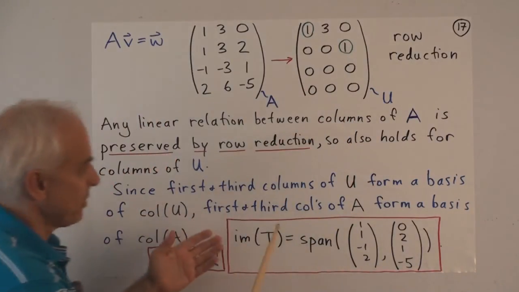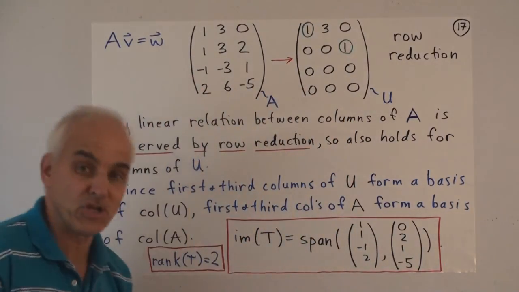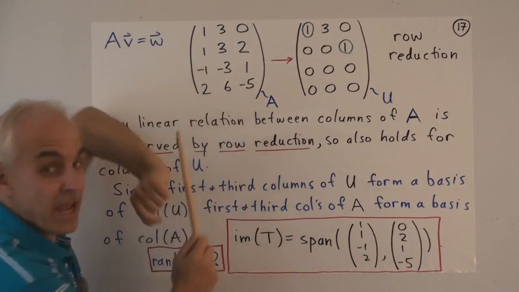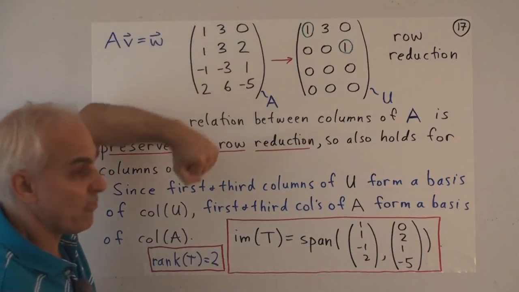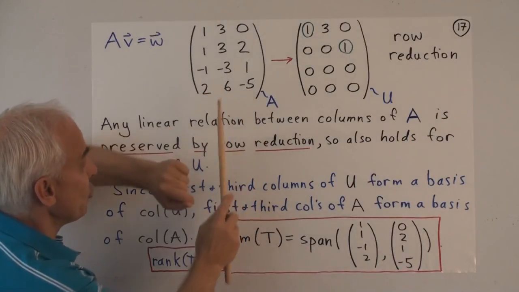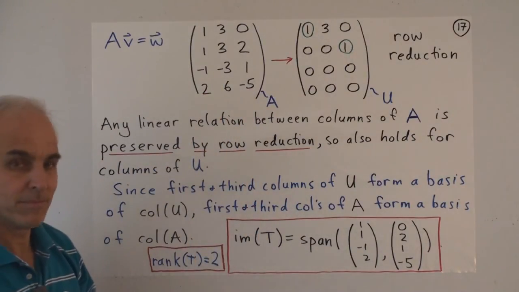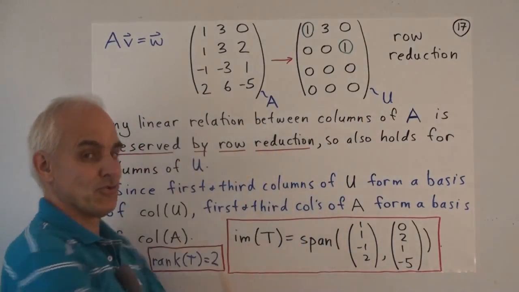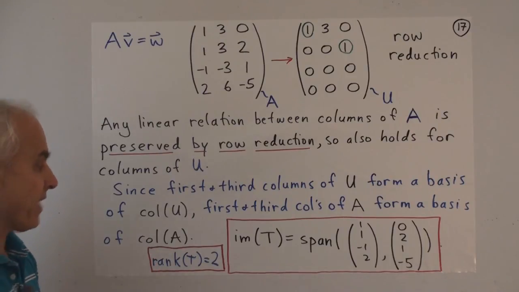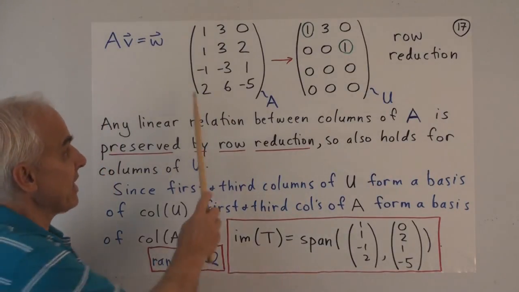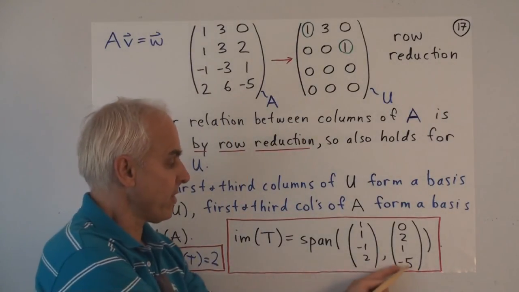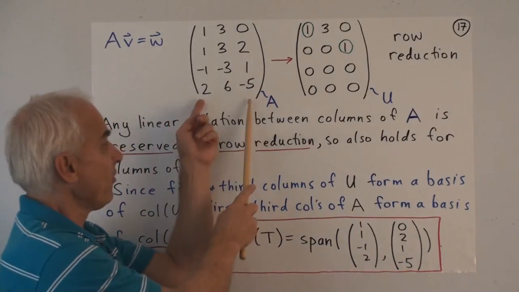And so we can conclude the same thing is true for the original matrix A, that these 2 columns, the first and the third one in the matrix A, form a basis for the column space. Every column in A is a multiple or linear combination of these 2, the first and the third. Because it's true over here, it's also true over there. And so we conclude that the image of the transformation, which is the same as the column space of the matrix A, is just the span of the first and the third columns of A.